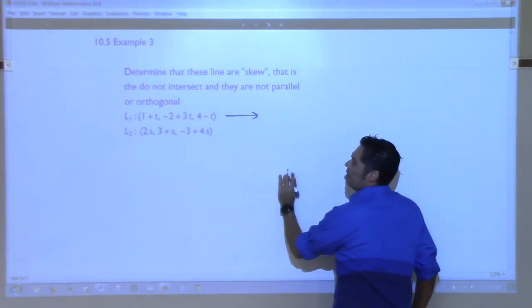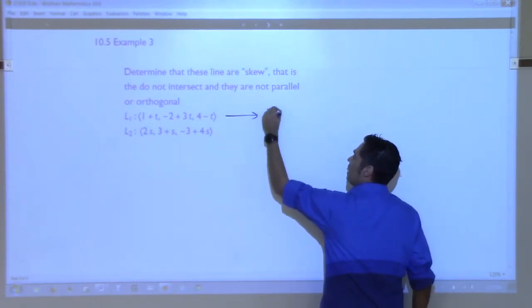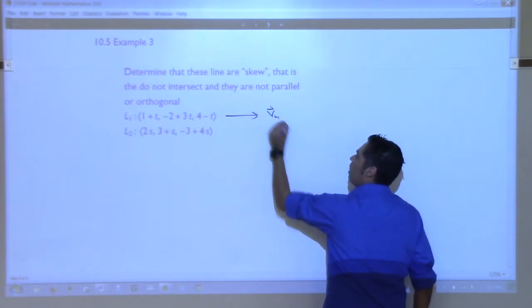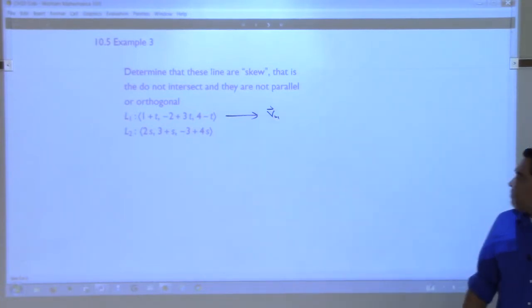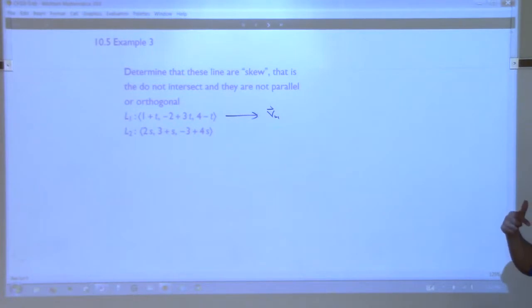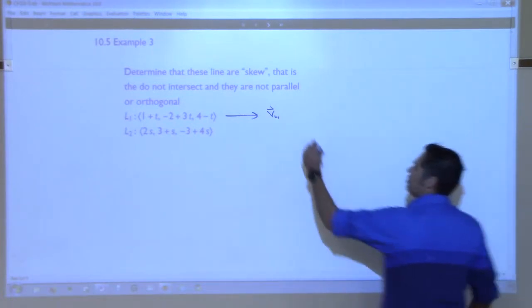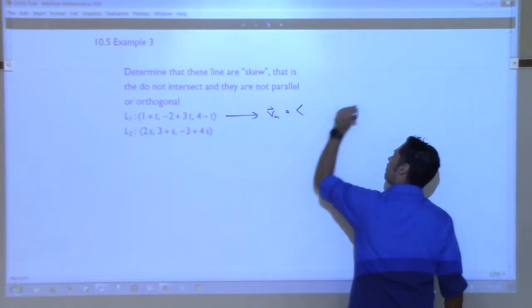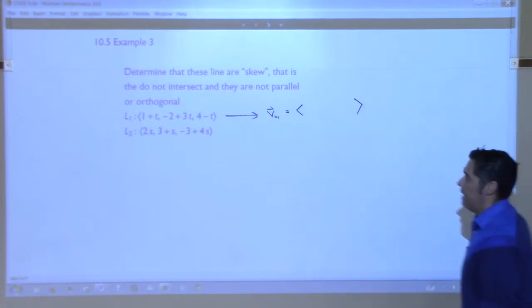This line has a direction vector v, and I'm going to call it VL1. I know that's a lot of subscripting, but that would be the direction vector of L1, wouldn't it? And what is the direction vector of L1? How are you going to get it?